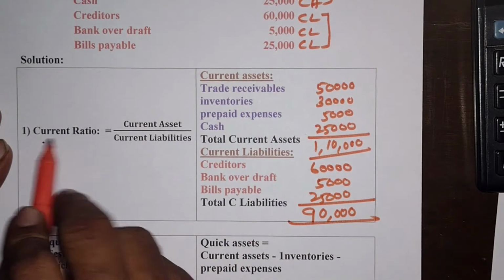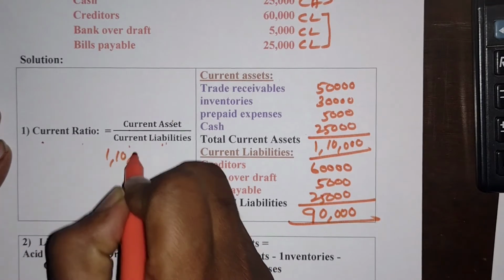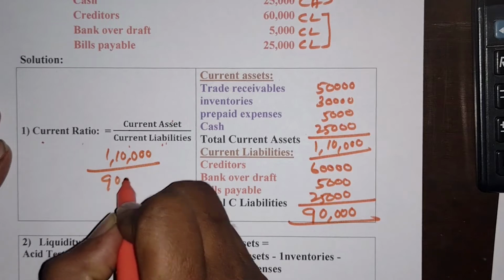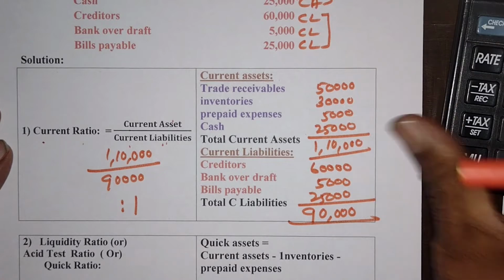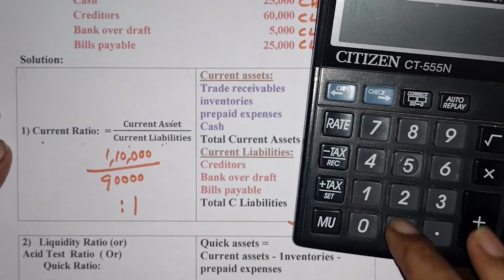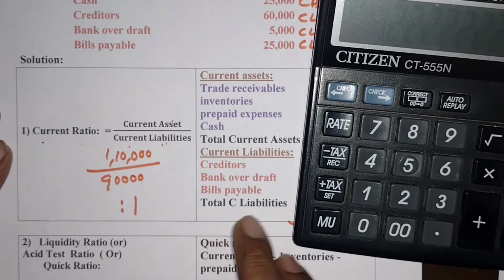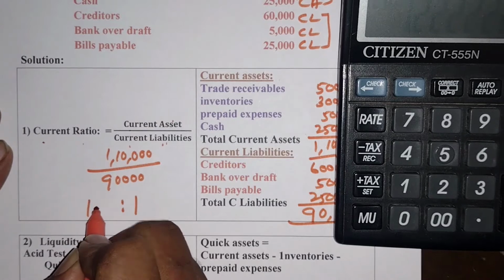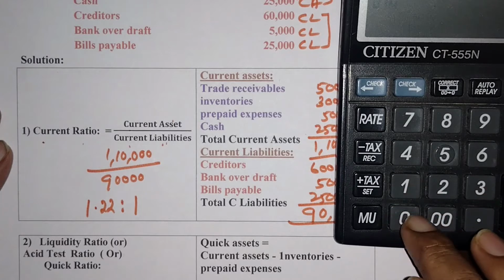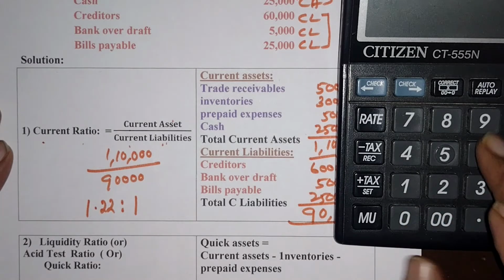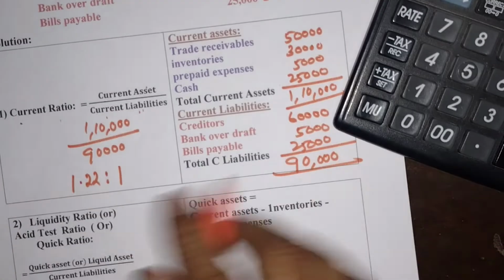Then what is our formula? Current ratio is equal to current asset divided by current liabilities. 1,10,000 divided by 90,000. Denominator is always 1. Then what we have to do here is 1,10,000 divided by 90,000 is equal to 1.22 is to 1.